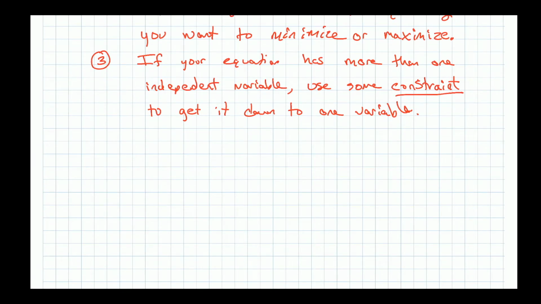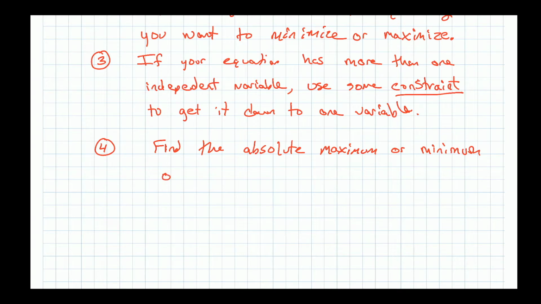Now, once you've done that, then you should have an equation that you want to minimize or maximize. So what you're going to be doing is finding the typically absolute maximum or minimum of your function.